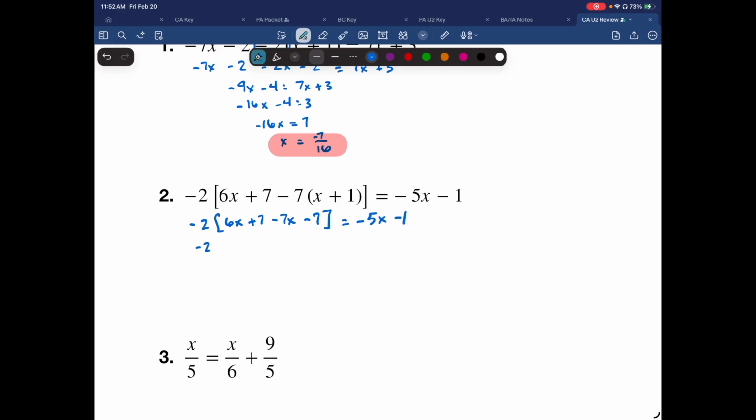All right, now I'm going to do the negative 2. You have a plus 7 and minus 7, so you know those are going to fall out. 6x minus 7x is negative x equals negative 5x minus 1. And then, of course, negative 2 times negative x is simply 2x equals negative 5x minus 1. Add the 5x, get 7x equals negative 1. x equals negative 1 over 7.